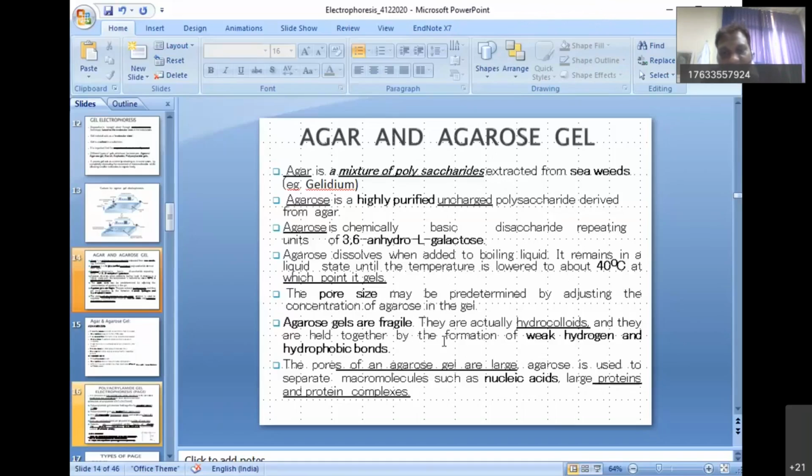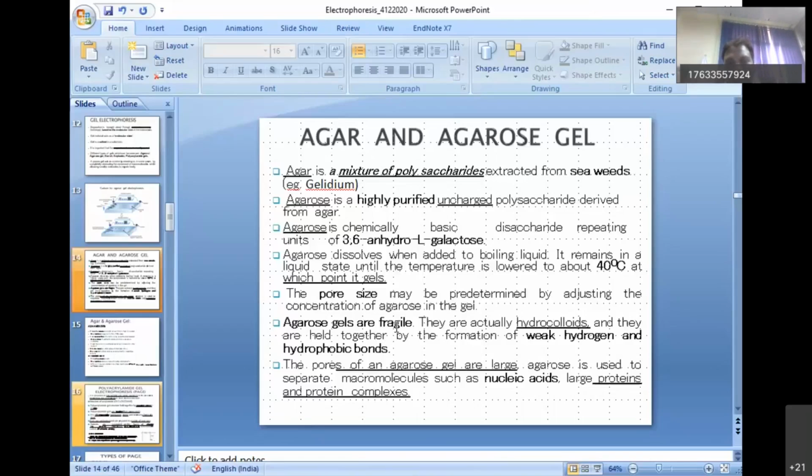So what I'm saying, the pore is decided by the concentration. If your fragment is in a higher range, your concentration should be less. So the pore size of the gel is decided by the agarose concentration.